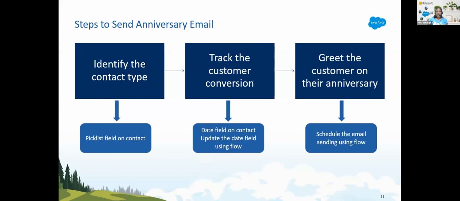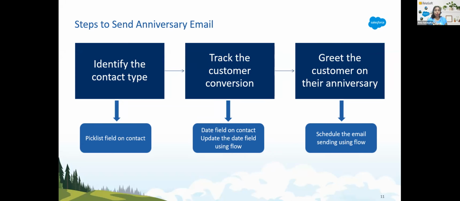So for that anniversary emails, first I have identified what are the things that we need to do. First, we need to identify what are the types of contacts available we should add. So for that, we need to add the pick list field to the contact object, and then we have to track when a contact became a customer.